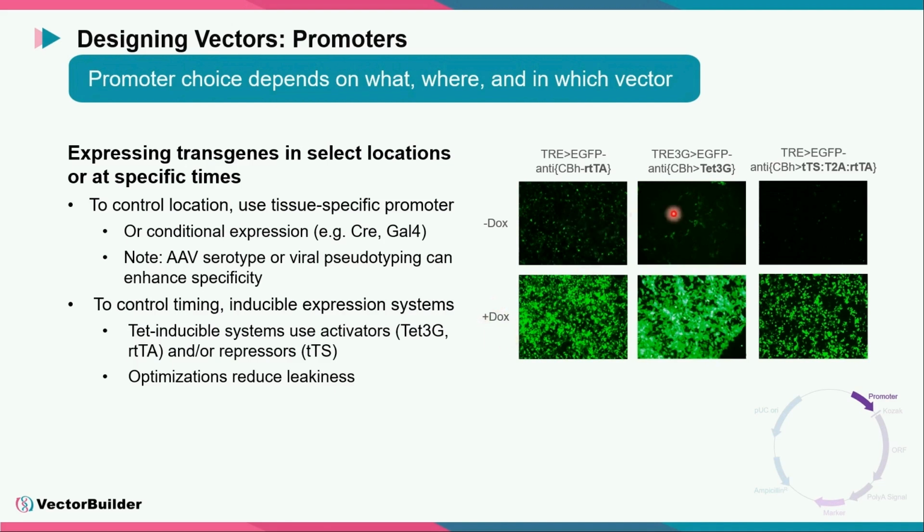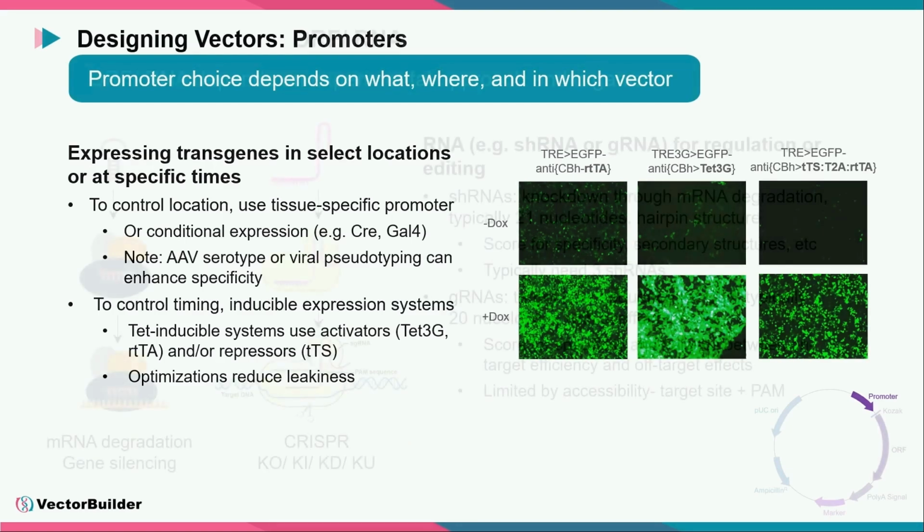But as you can see, we do have this sort of leaky expression that's present when it should not be there. However, if we use both a repressor and an activator, then we greatly reduce that leakiness and we have almost no expression until we add that doxycycline, because the doxycycline will remove this repressor and also facilitate this activator as well, so that you only get this expression when you want. So you can use different combinations of these activators and repressors to get really tight control over the timing of expression, which can be useful, for instance, in those CRISPR experiments that we were talking about earlier.